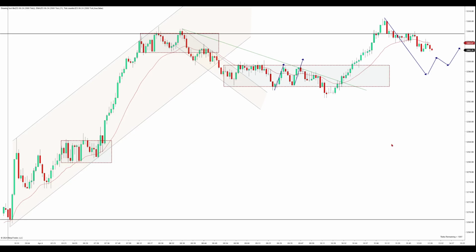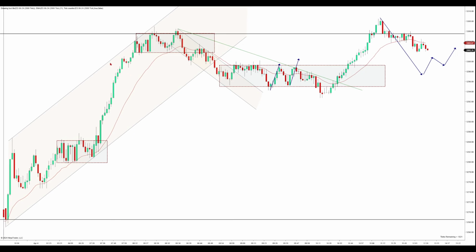Hi everyone, this is the E-mini S&P 500 futures. I'm using a 2000 tick chart and a 21 EMA. I've got my overnight highs up here and my overnight low down here. These are our key levels for the day. And I started trading at 8 Central Time, which is this area up here.